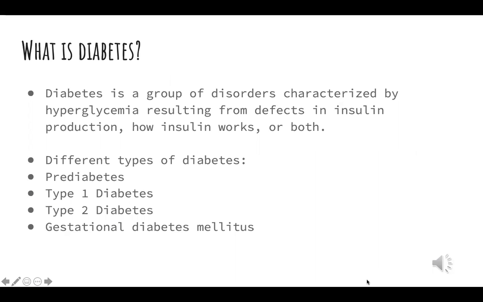What is diabetes? Diabetes is a group of disorders characterized by hyperglycemia resulting from defects in insulin production, how insulin works, or both. Different types of diabetes: prediabetes, a metabolic stage intermediate between normal glucose homeostasis and diabetes. Type 1 diabetes produces little or no insulin. Type 2 diabetes is when the body cannot use the insulin it makes. Gestational diabetes mellitus is any degree of glucose intolerance with onset or first recognition during pregnancy.